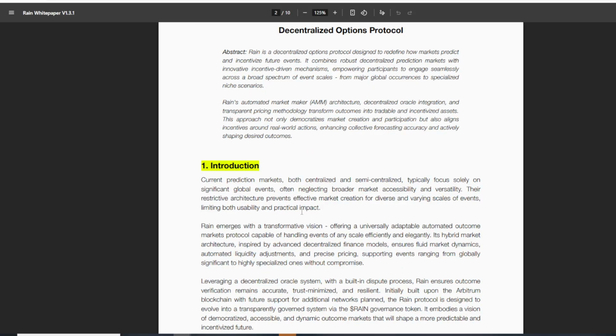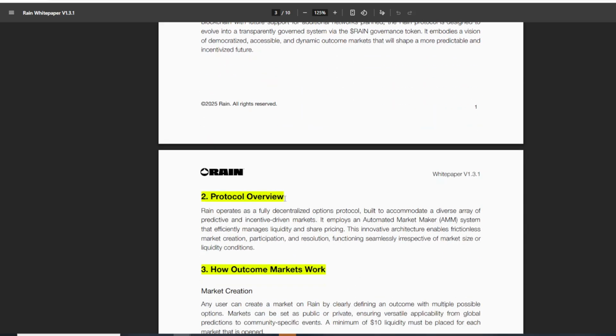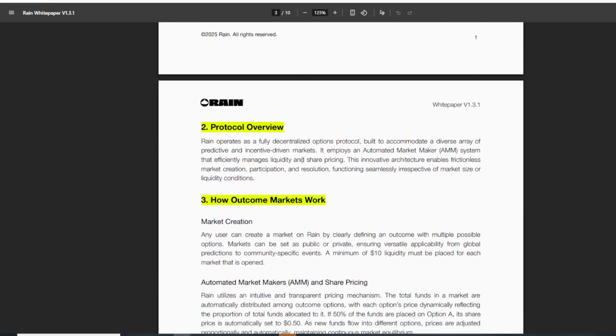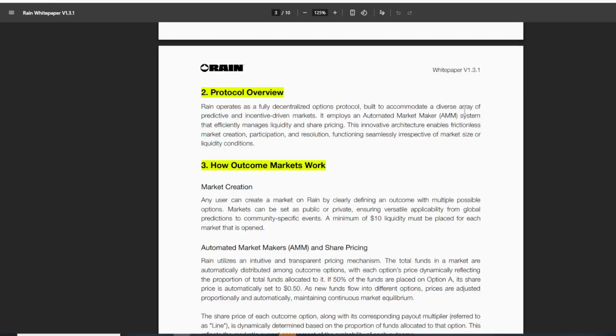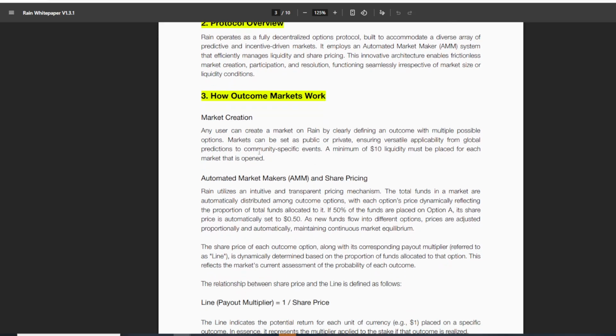So basically RAIN is a decentralized options protocol, essentially redefining how markets predict and incentivize future events. RAIN's automated market maker AMM architecture, decentralized, oracle integrated. Okay, so forecasting. Protocol overview. It accommodates a diverse array of predictive options. So as I mentioned, to create markets, okay, this is crucial, the liquidity aspect.